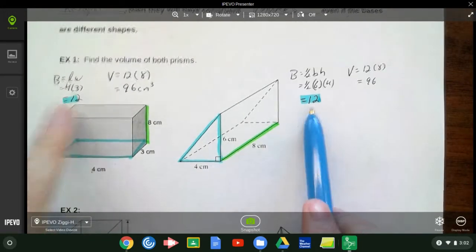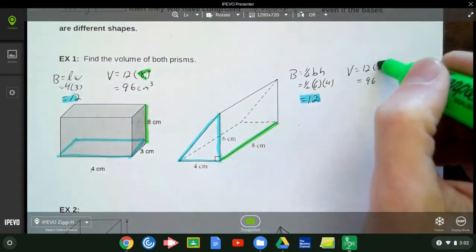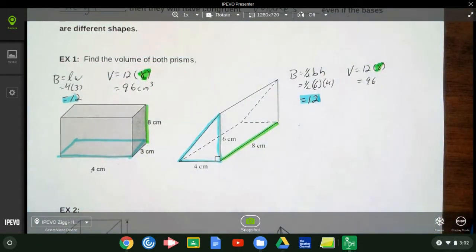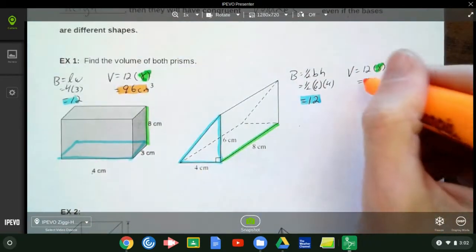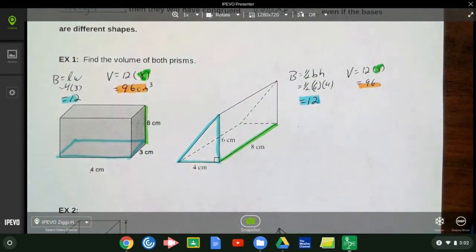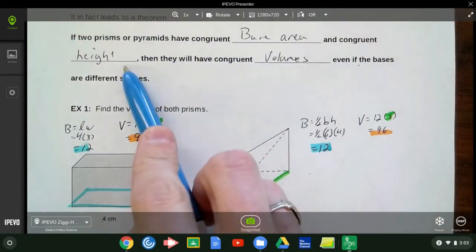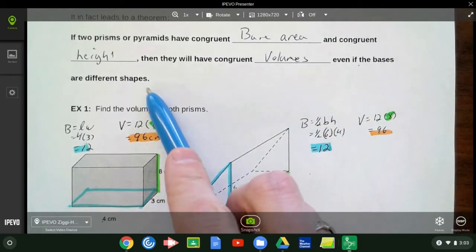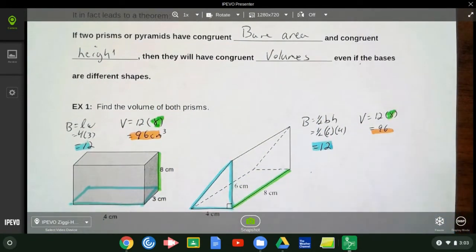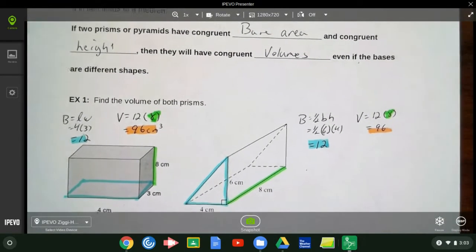Because they have the same base area and the same height, they end up having the exact same volume. Okay? So that's just a neat little thing to look at. Again, as long as they have the same base area and the same height, they will have the same volumes even if they have different shaped bases. We didn't see any of that today because all of our shapes, well, they had different areas to their shapes.